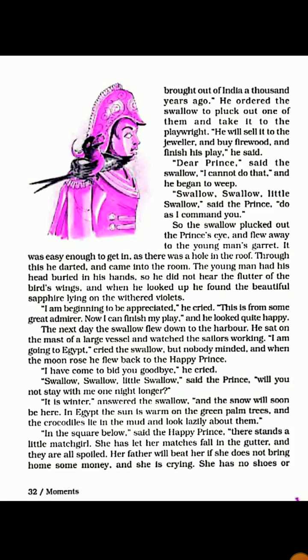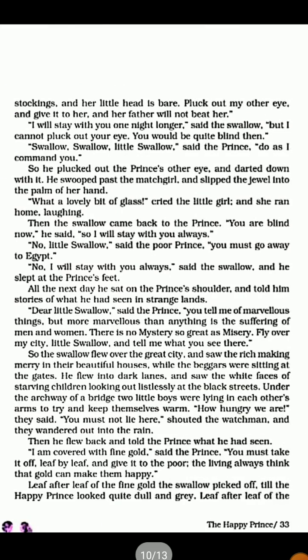The happy prince told the swallow that there was a little match girl in the square below. All her matches had fallen in the gutter. Her father would beat her if she didn't bring home some money. She was crying. He asked the swallow to pluck out the sapphire from his other eye and give that to her. The swallow flew with the sapphire. He put the sapphire into the little girl's hand.